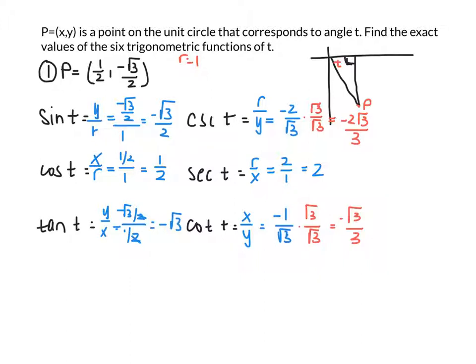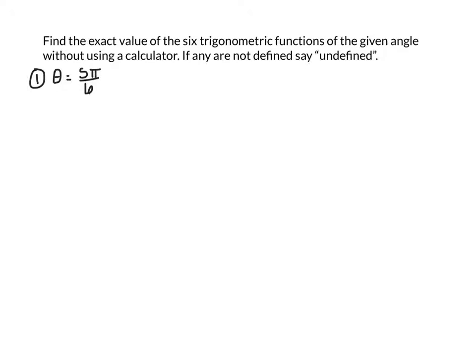So in this example, we want to find the exact value of all 6 trig functions given the angle without using a calculator. If they are not defined, then say undefined. Here on this one, 5 pi over 6, that's one of the ones that's on your unit circle. So when I see an angle that I recognize on the unit circle, I'm going to assume my radius is equal to 1.